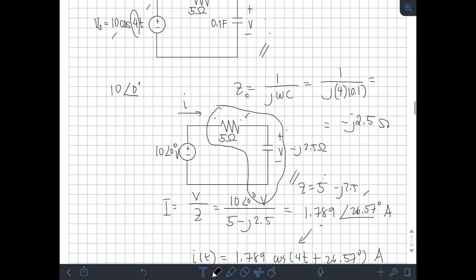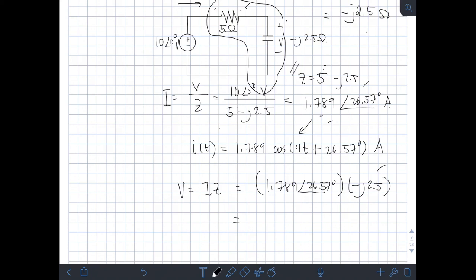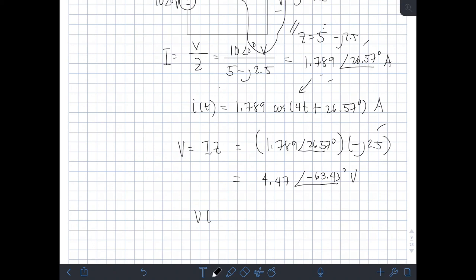Okay, so si V of T na lang. So para ma-solve si V of T, anong gagawin natin? Ohm's law. So V is equal to IZ. So nakuha na natin si I, right? Na 1.789 angle 26.57 degree. And then, yung impedance nga natin doon sa capacitor is negative J 2.5. So, substitute na lang natin. So, yung I, 1.789 angle 26.57 degree times negative J 2.5 ohm. So, gamit na lang ulit tayo ng calcu para masolve to. In polar form uli, equal siya saan? 4.47 angle negative 63.43 degree volts.